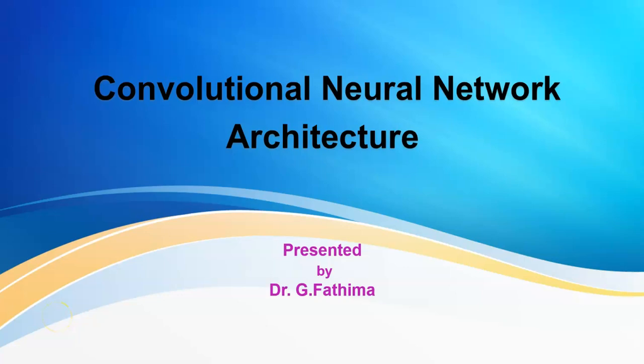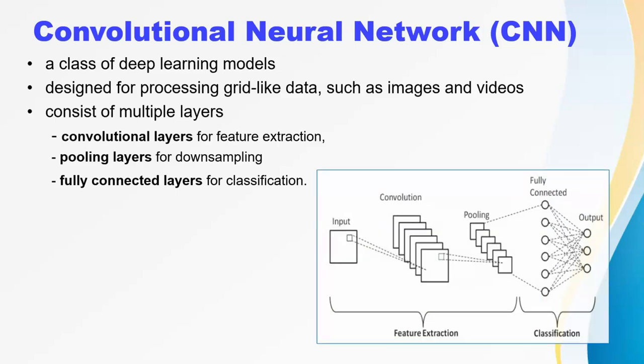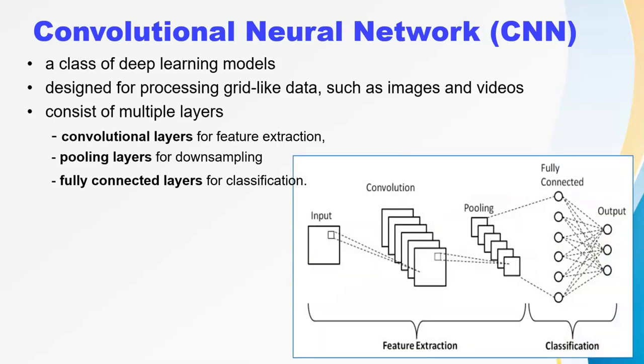In this session, we will get deeper into the main elements of CNN architecture. As you know, the convolutional neural network is a class of deep learning model which consists of multiple layers including convolutional layer for feature extraction, pooling layer for downsampling, and fully connected layer for classification. Let us explore each of these layers in detail.